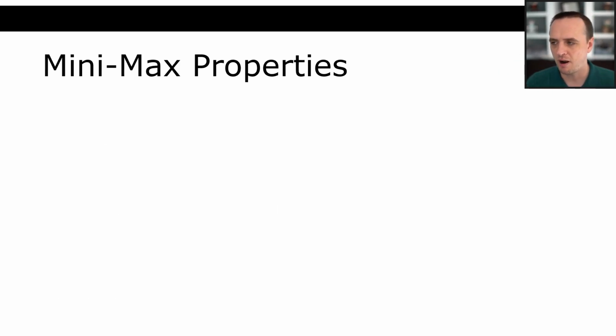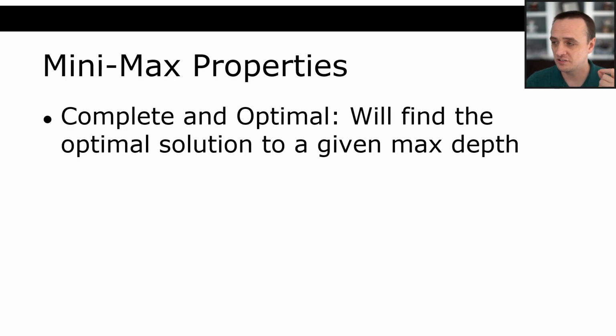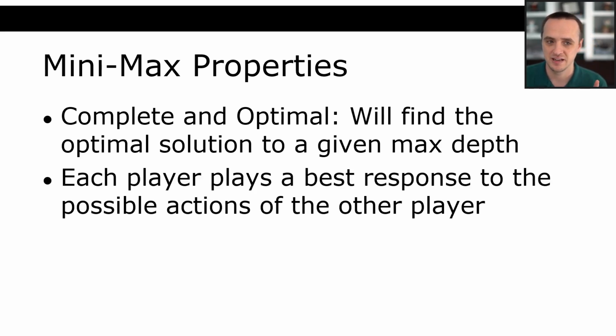Let's look at the properties of the MiniMax algorithm now that we have shown the MiniMax algorithm. MiniMax is complete and it is optimal. It will find the optimal solution up to a given depth, right? So if you have said, hey, search the whole tree, if we have infinite computation time, it will find the best possible answer. And each player plays a best response to the possible actions of the other player.